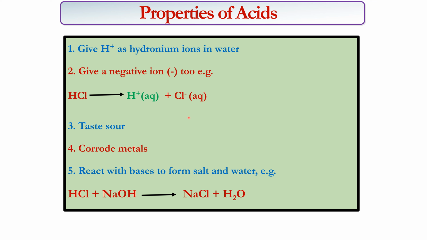So acids taste sour. Acids corrode metals. Acids react with bases to form salt and water. So an acid can react with a base, sodium hydroxide, to form salt and water. Remember already a salt contains two oppositely charged ions, so sodium and chlorine oppositely charged. And so this is an example of how an acid can react with a base to form salt and water.